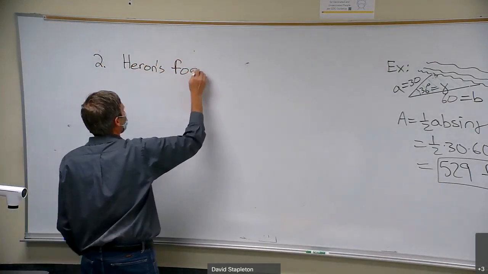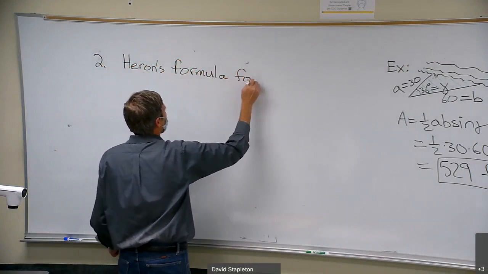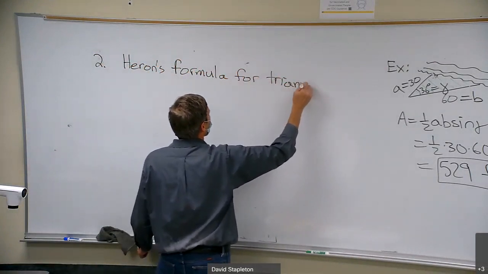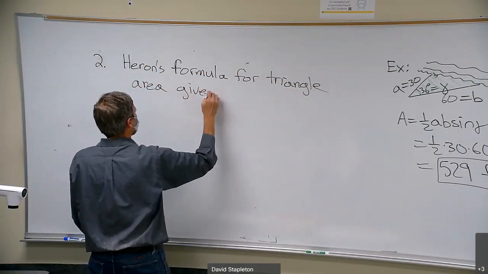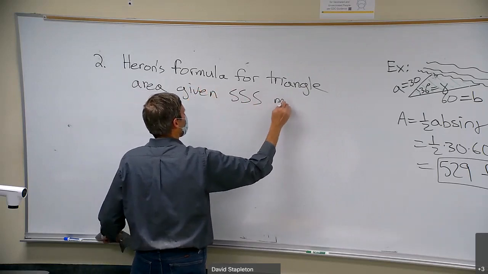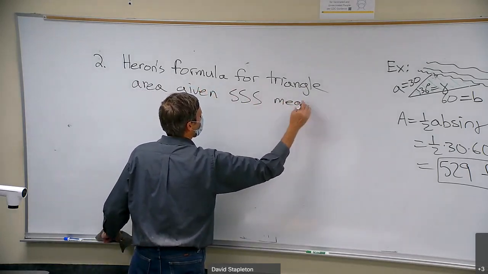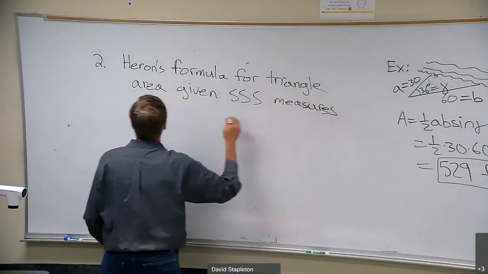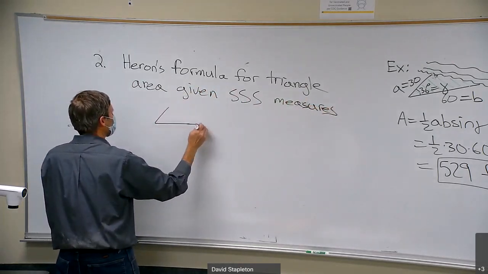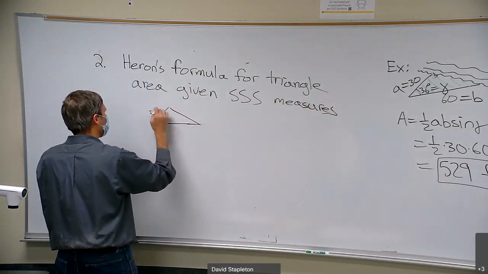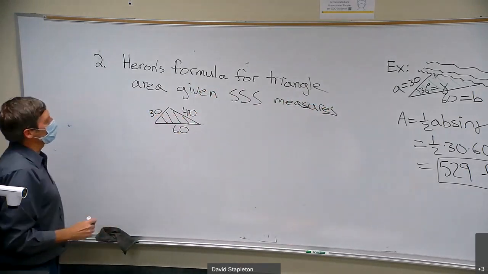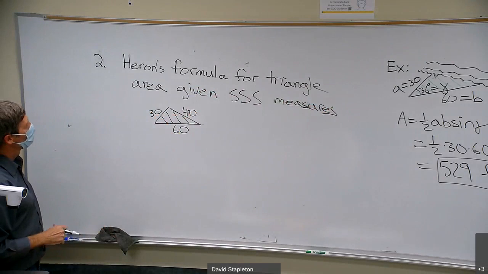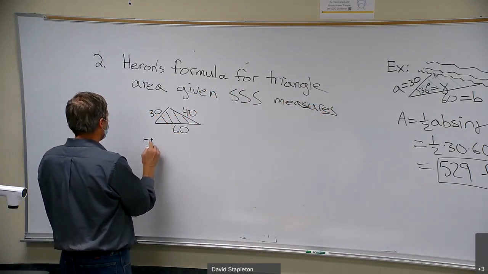An ancient Greek he was, for triangle area given side measures. So if you know all three sides, like if I just know those three boards like we had in the first case, here's 30 by 60 by 40 maybe. What's the area enclosed in that thing if I cut those three odd lengths? Oh, well, here's the formula of Heron.